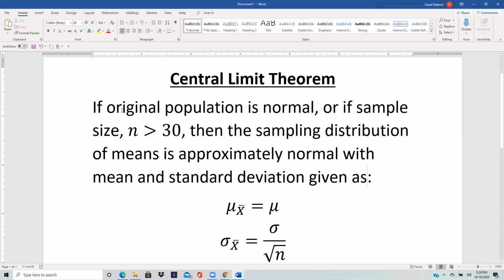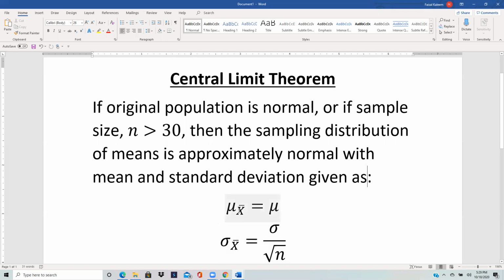One basic thing about the central limit theorem is that if the original population is normal, then the sampling distribution of means is normal. But also, even if the original population is not normal, if the sample size is greater than 30, then the sampling distribution of means is also normal. In other words, for the sampling distribution of means to be normal, either the original population has to be normal or the sample size has to be greater than 30. We could have both conditions as well, but one of them is enough to ensure that the sampling distribution of means is approximately normal.